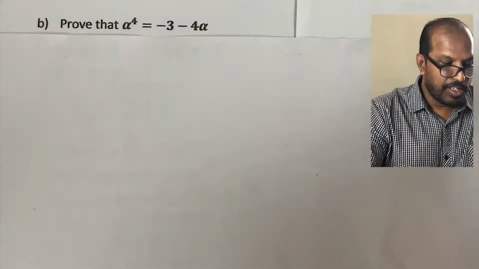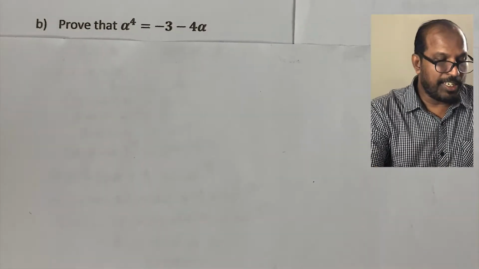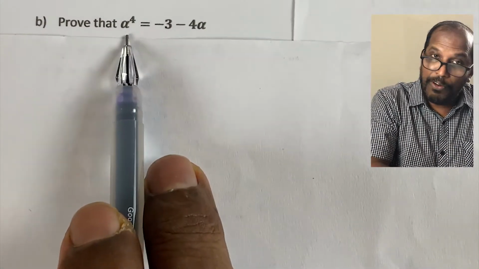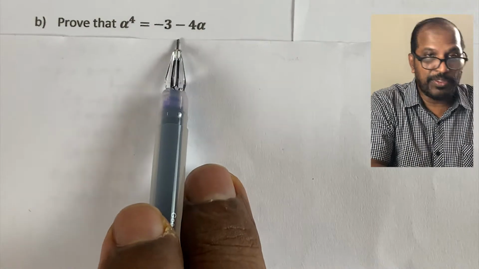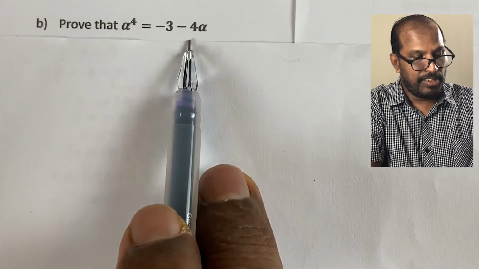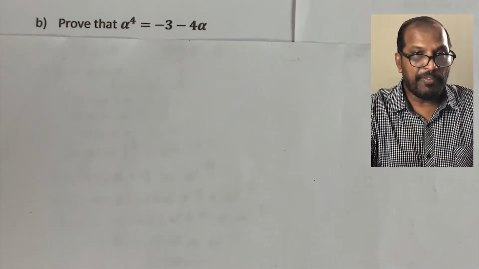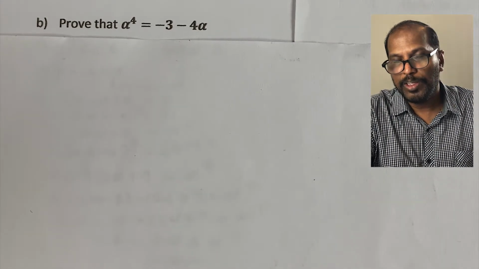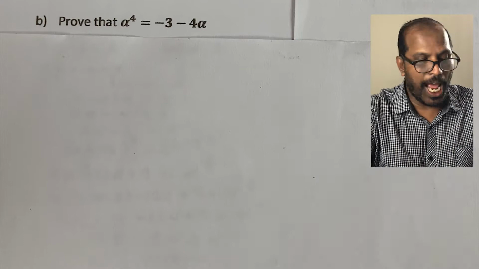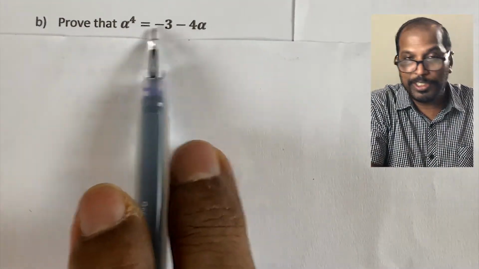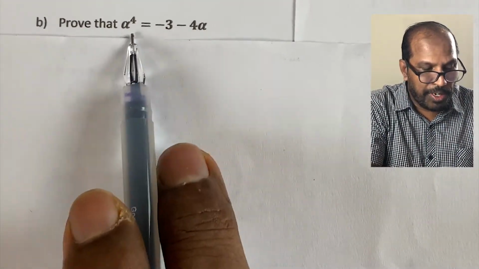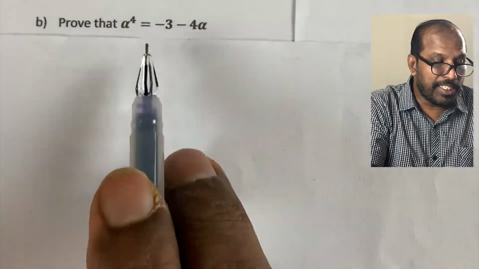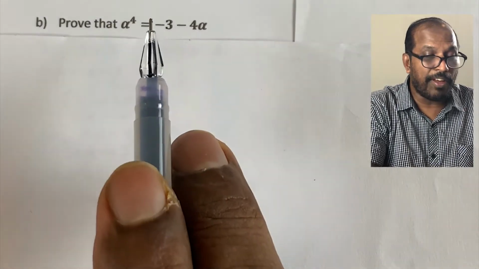Now we are moving on to part B, where we need to prove alpha power 4 is equivalent to negative 3 minus 4 alpha. Now first thing, we should know how to solve this problem. So now I'm going to look at the equation. What you can observe here is we don't have beta here. I mean, this equation is based on alpha only.